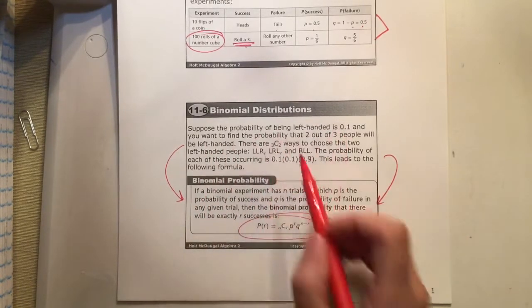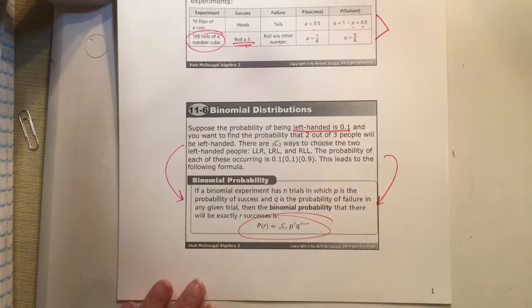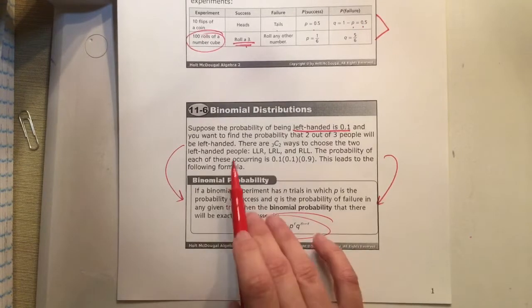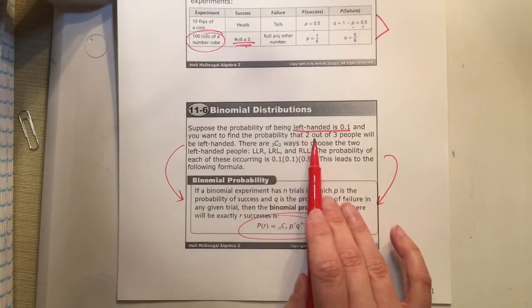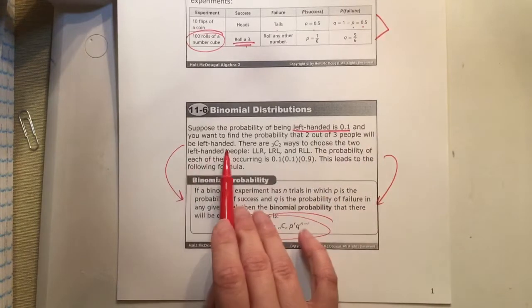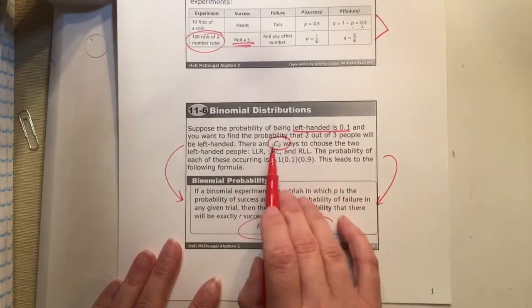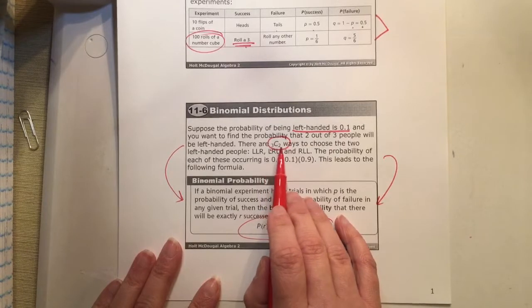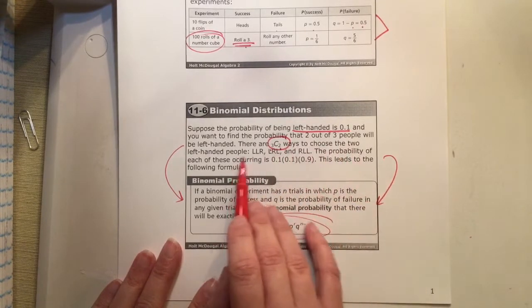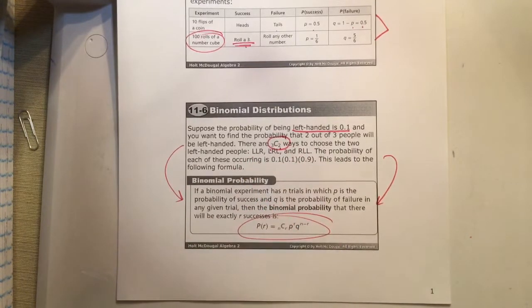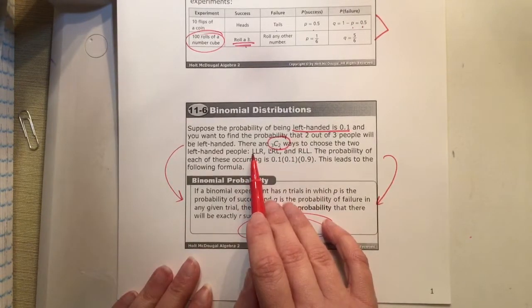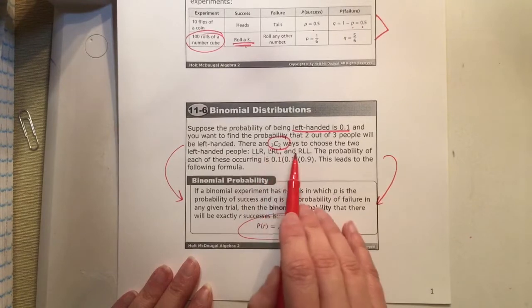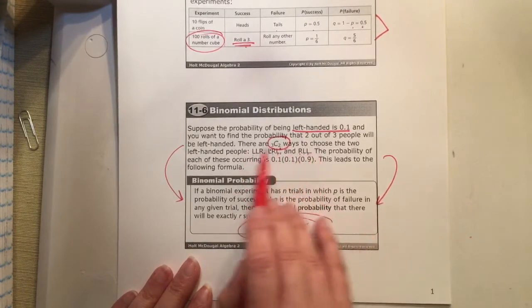Suppose that the probability of being left-handed is 0.1. That means the probability of not being left-handed would be 0.9. You want to find the probability that 2 out of 3 people will be left-handed. So that's our combination. How many total people? 3. You want 2 to be left-handed. Okay, so if you were doing a sample space or looking at all those different options, you could have left, left, and right, right, then a left, right, left, and left. Don't worry, you don't have to do this.